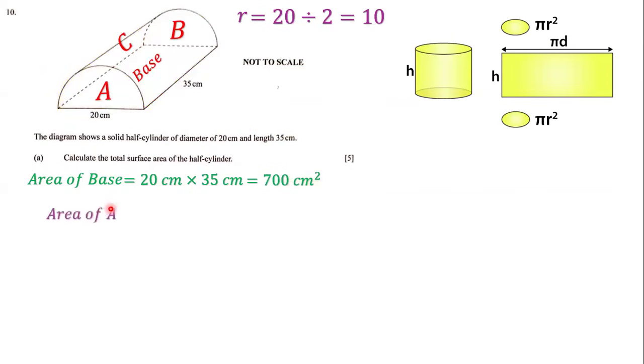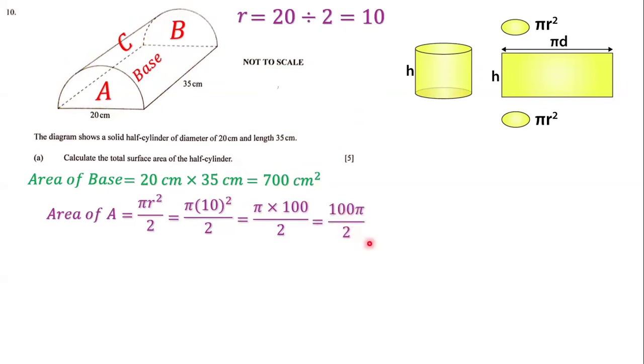Now we have to figure out the area of A. Now A is a semicircle, so we're going to do pi r squared divided by 2, where r is the radius, which is half of 20. Half of 20 is 20 divided by 2, which is 10, and so the radius is 10. So we have pi r squared all over 2, or pi 10 squared all over 2. We know that 10 squared is 100, so we have 100 pi all over 2, and that is equal to 50 pi.